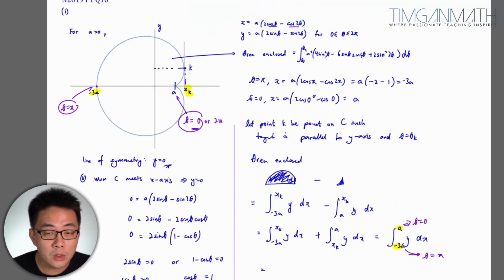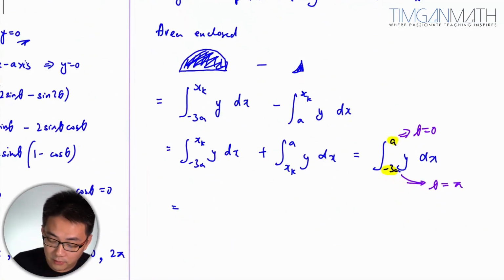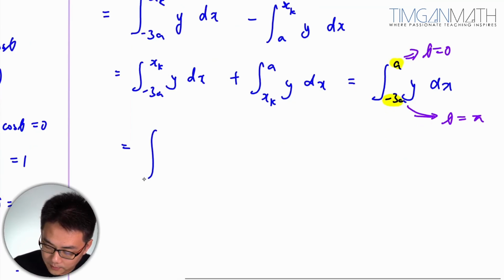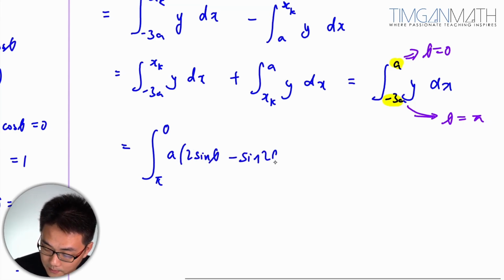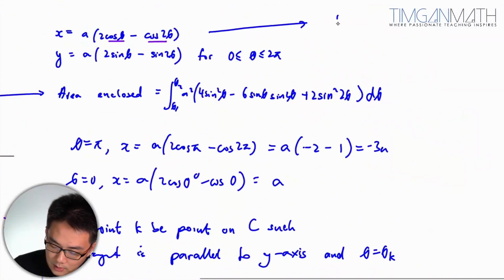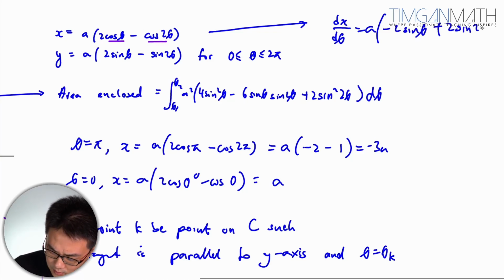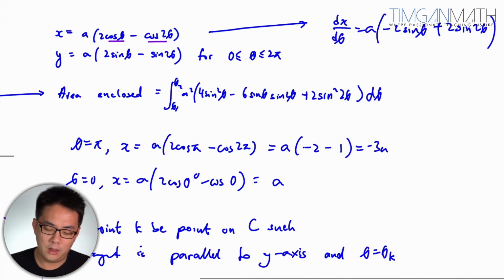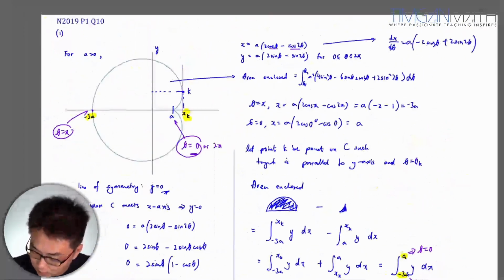Remember that. So y would be, I'm just going to copy the values down. So this part here would just be pi, and this is 0. And y would be a(2 sine theta minus sine 2 theta). Then you need dx. Dx, we're just going to differentiate x here. So dx by d theta will be a(negative 2 sine theta plus 2 sine 2 theta). Yeah, and after which we're just going to bring that down. Let me just copy it down.